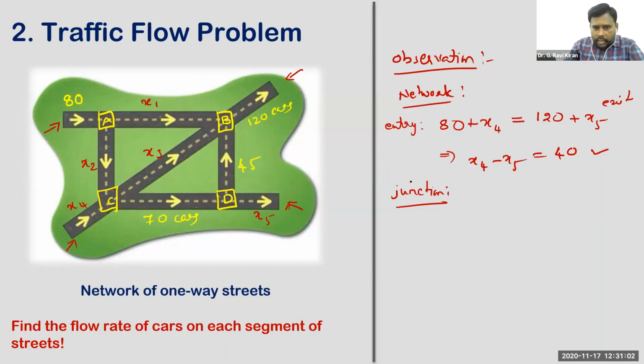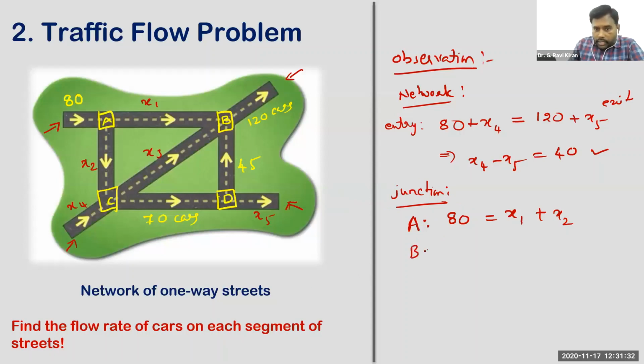So at every junction, if you take it particularly at junction A, if you count the number of vehicles entering junction A, it is equal to 80 from here. There are no other vehicles coming towards A, and there are a few vehicles moving away from A. The number of vehicles moving away from A is X1, and on this side it is X2. So this is one equation you can observe from junction A.